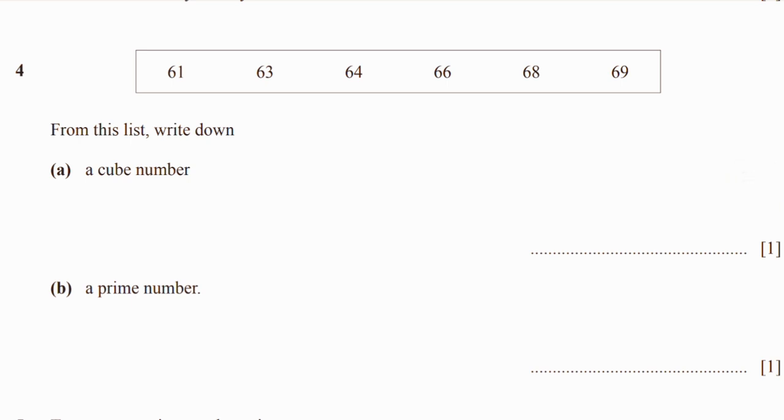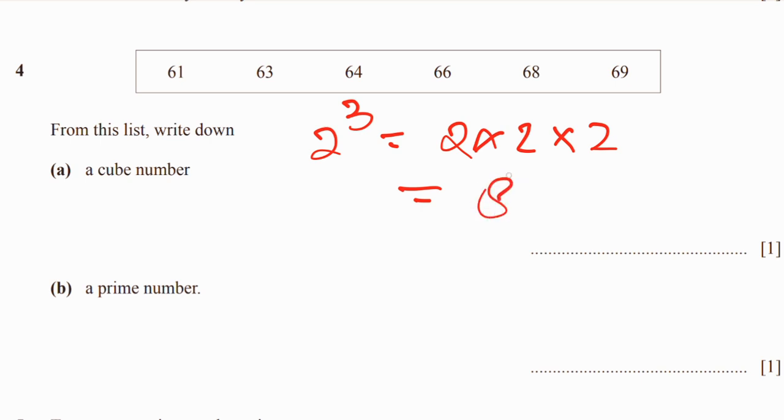From the list, write down the cube number. Cube numbers basically are the numbers you get when you take a number and multiply the same number three times. For example, I have the number 2. The cube of 2 is what? 2 multiplied by 2 multiplied by 2, so three times 2, which is equal to 8. So 8 is what? A cube number.